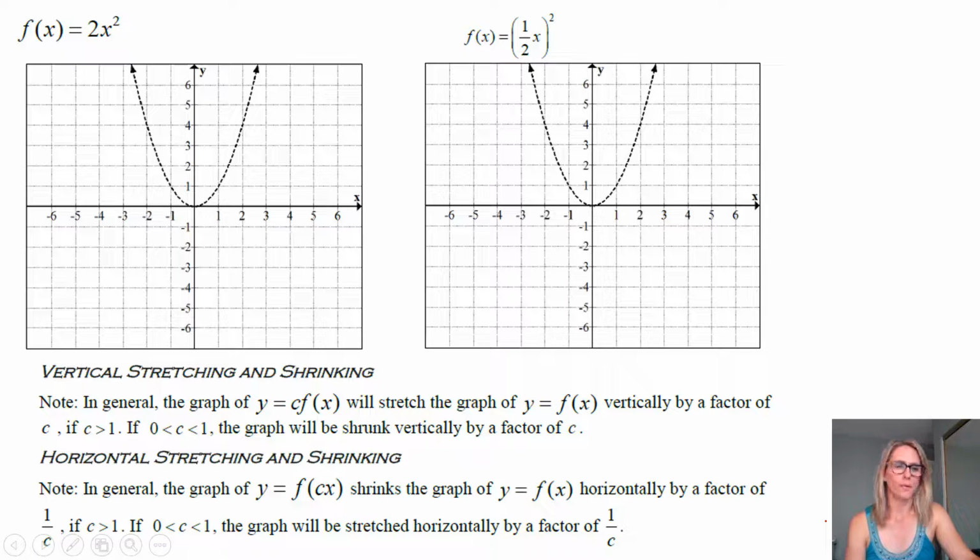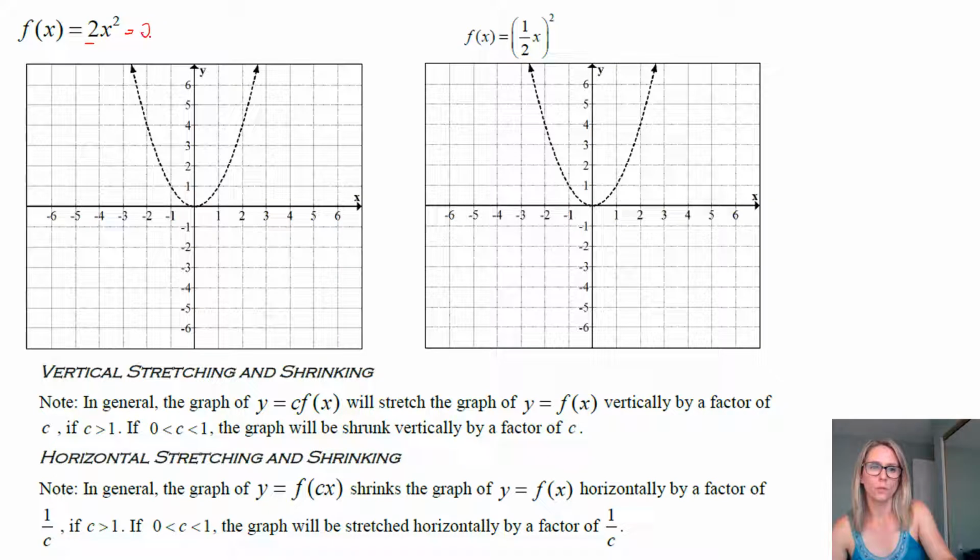Last situation here is going to be with stretching and shrinking. And what we see is that we still have our x squared, and then in the first one we have it multiplied by 2. Notice that that's on the outside, so you have your x squared and then it's multiplied by 2. So you're looking at it like this, 2 times x squared.